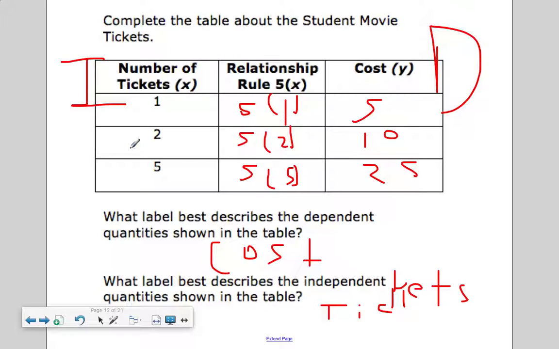As some of you may know from science, that's why science and math go hand in hand. The y is dependent, responds on the y-axis. And the manipulated, independent, is x. DRY MIX.